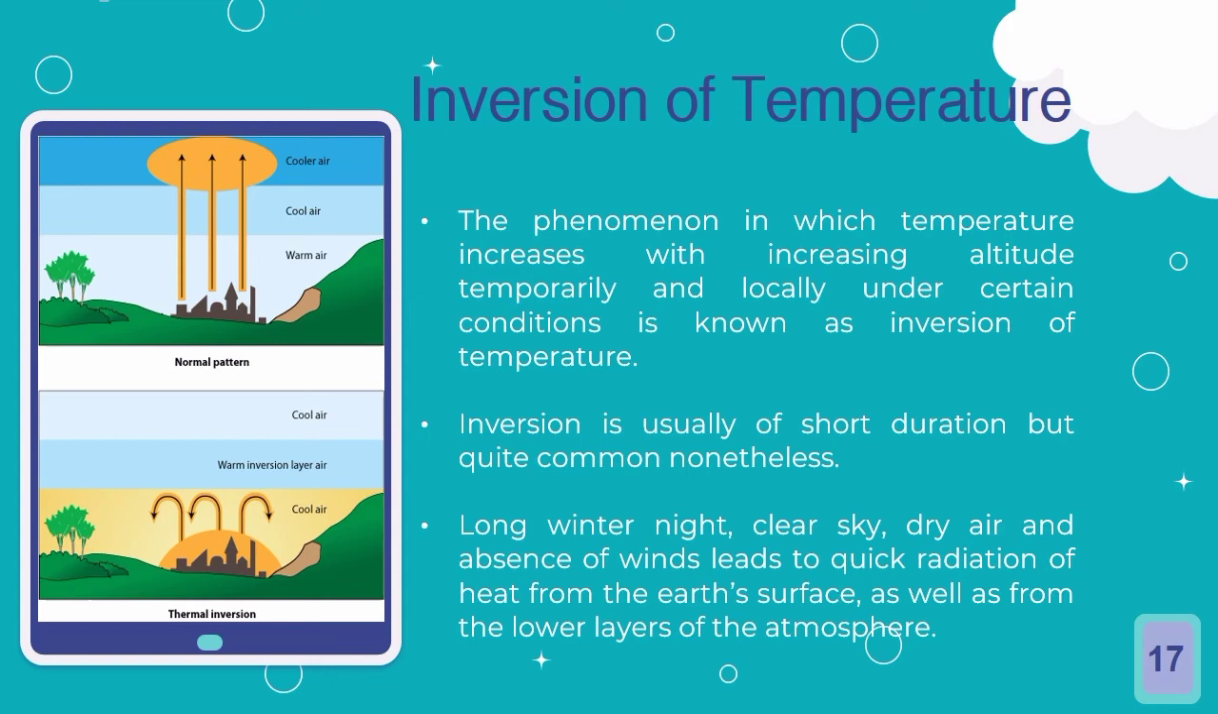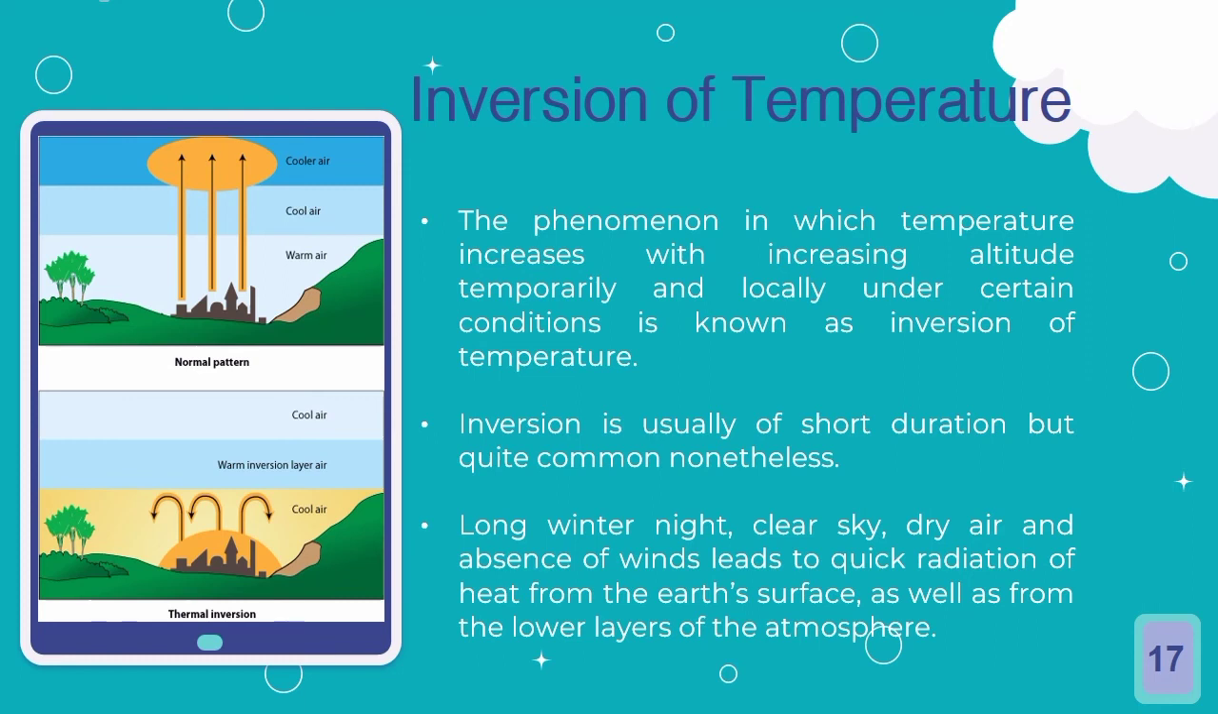So, as shown in the picture is how a thermal inversion process works. And also, what the normal pattern is versus an inversion of temperature. So, the normal pattern is from the warm air to the cooler air when it rises up, while the thermal inversion is the opposite of the normal pattern. So this usually happens when the normal heat gradient of the atmosphere is reversed.